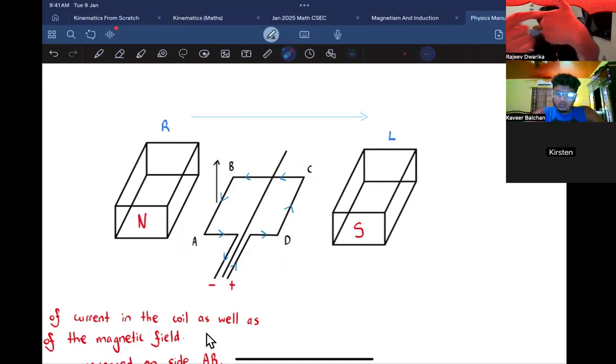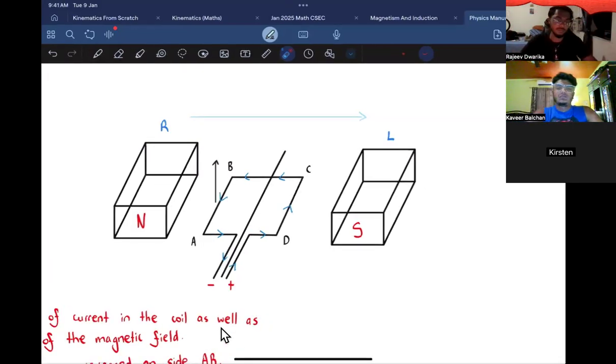So same north to south, right? It's going in the same direction, but the current now is going into the paper. So the current going into the paper, magnetic field north to south, and my thumb is pointing downwards, right? So what kind of force is it going to be? Downwards force, right? Yeah.